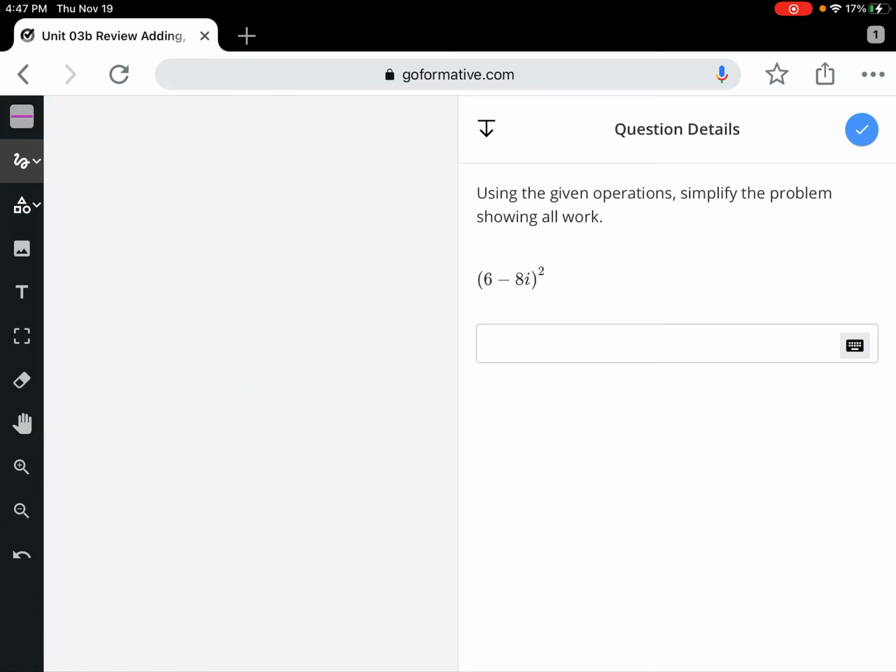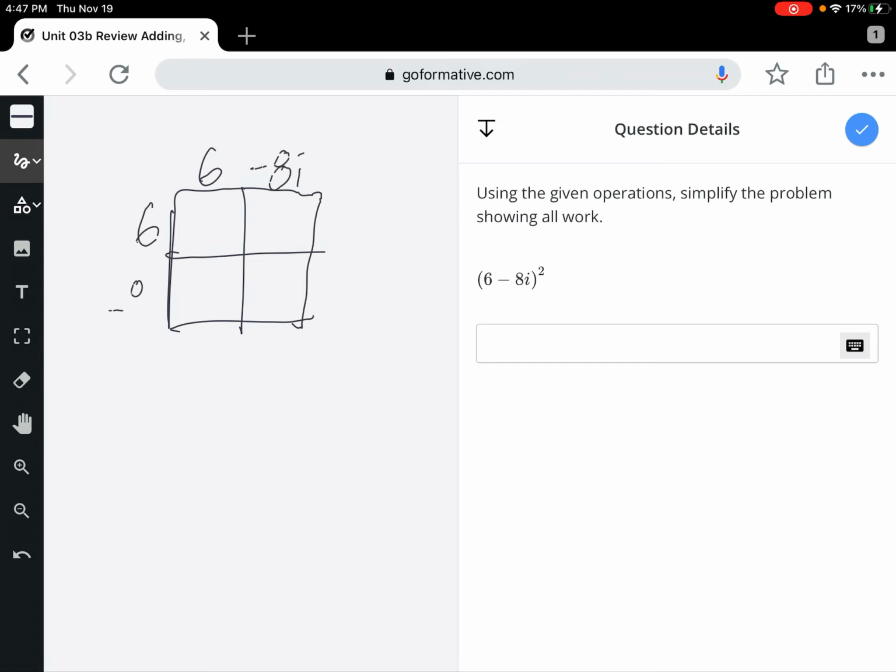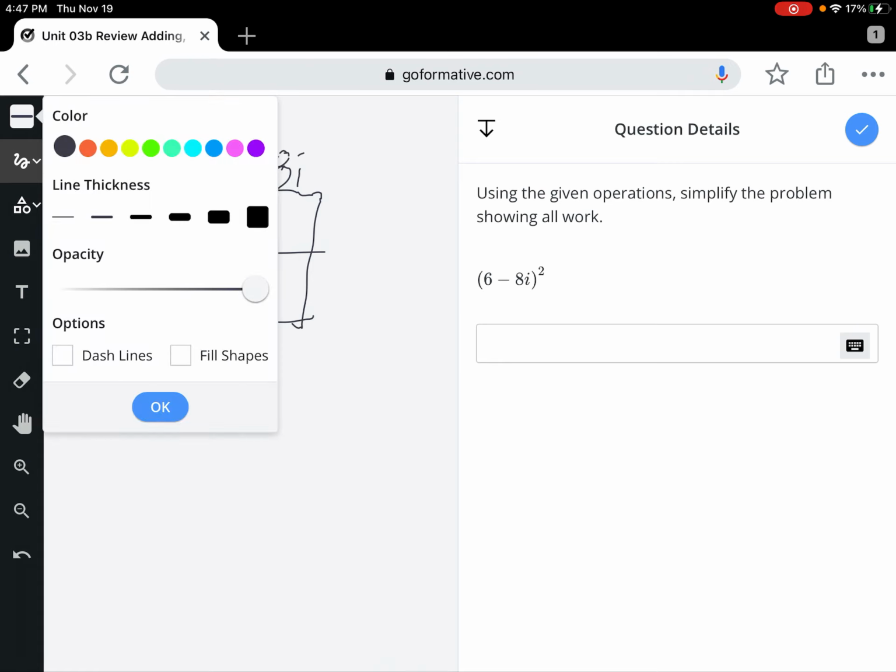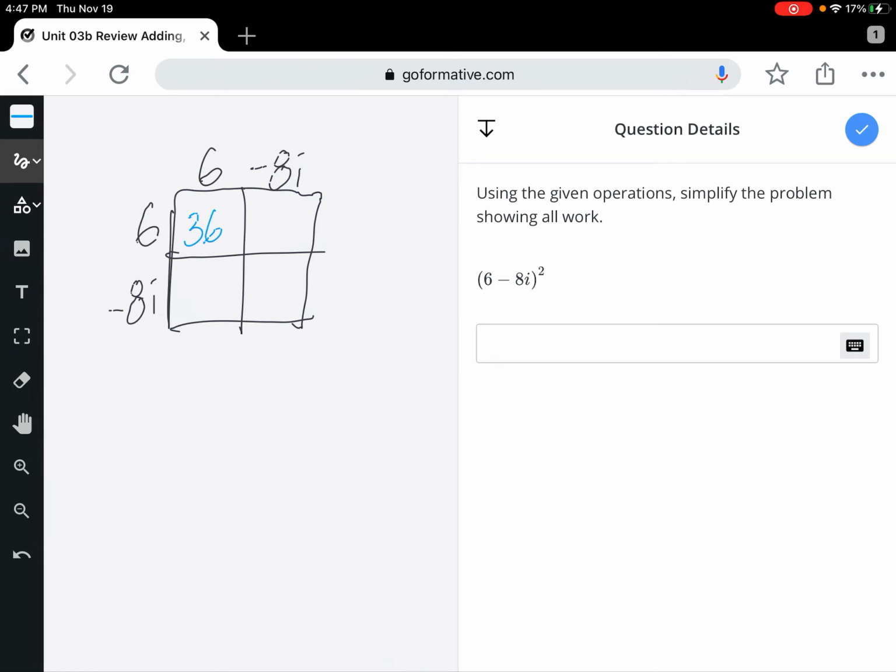Number 8. The only tricky thing about 8 is the fact that you have to draw a box with it. So just remember, if it's squared, you make a square. So this is going to be 6 minus 8i, 6 minus 8i. 6 times 6 is 36. 6 times negative 8 is negative 48i. Negative 8 times 6 is also negative 48i. Negative 8 times negative 8 is positive 64. i times i is i squared. 36 minus 48i minus 48i plus 64i squared.